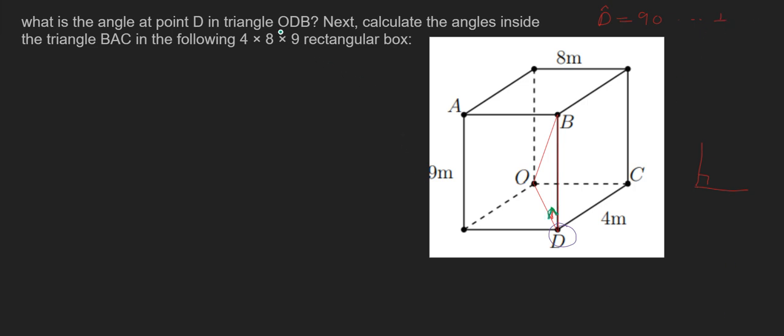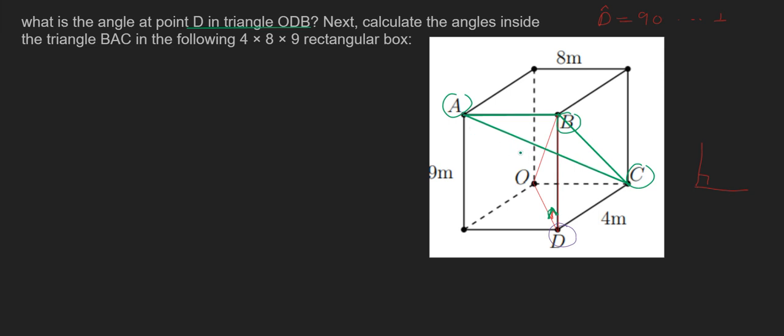So now we have solved this part of the question. Let's look at the next part of the question. It reads, calculate the angles inside triangle BAC. So it's BAC. Just try to draw a triangle, highlighting it. Let's go from here to here, and from here to there, the triangle, and from here to here.